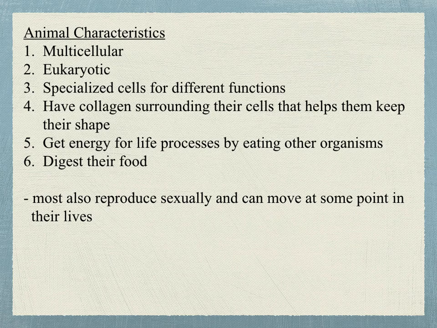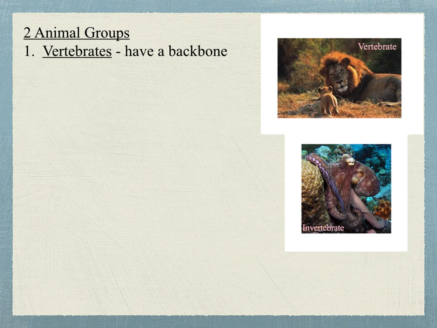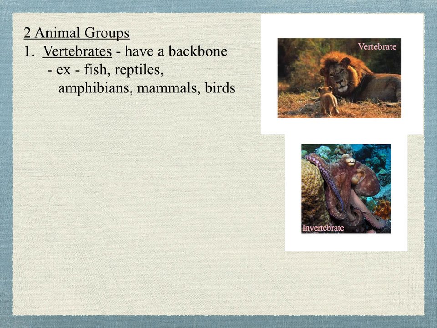We split animals into 2 groups. So the first animal group are the vertebrates. And vertebrates are things that have a backbone. Some examples of vertebrates would be things like fish, reptiles, amphibians, mammals, birds. All of those things have a backbone.